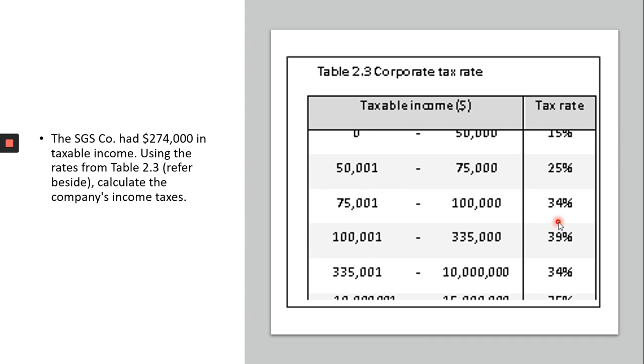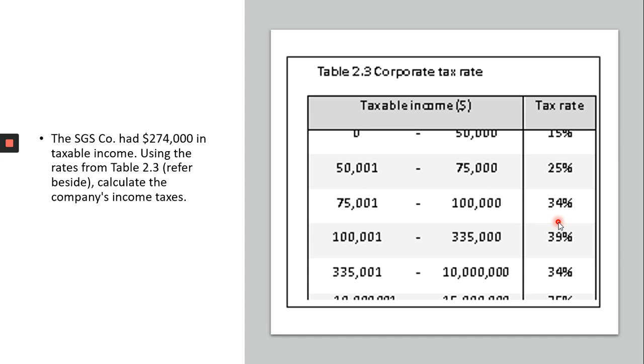So this table does not mean that if your taxable income is $70,000, you will pay just simply 25% of the $70,000. What it means is that on the first $50,000 you pay 15% tax, and then from 50,000 to 70,000 in our example, you pay 25% of these $20,000. So that's the explanation of this table. Now let's calculate the income tax.